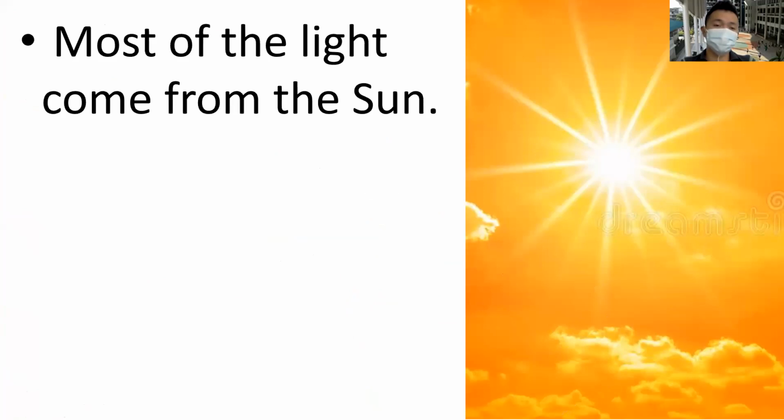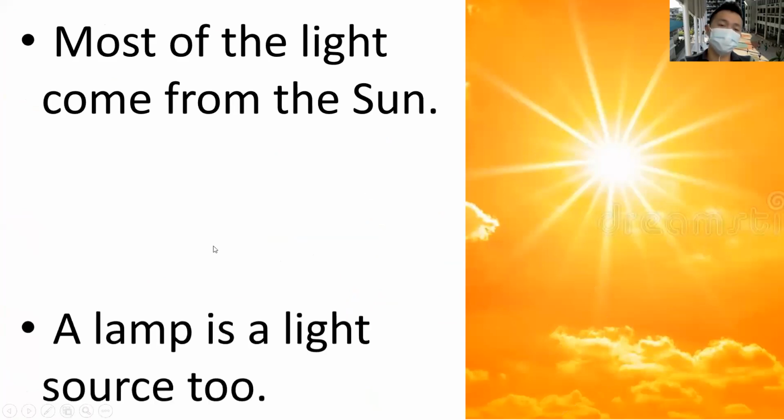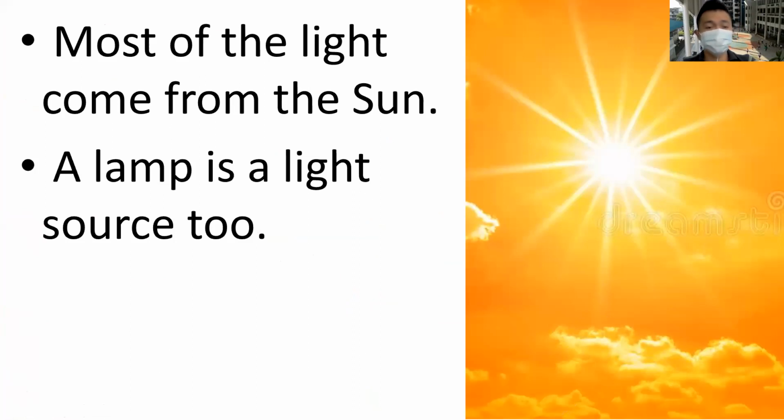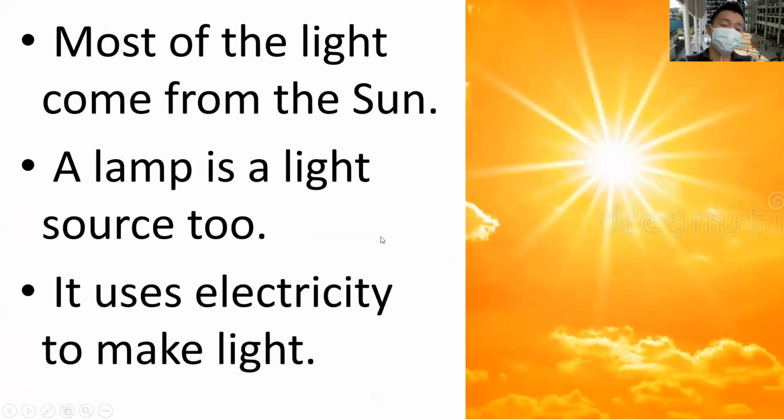Most of the light comes from the sun. A lamp is a light source too. See that? A lamp is a light source too. It uses electricity to make light. So it is not the same as the sun, because the sun produces light naturally, while a lamp produces it by the use of electricity. If there's no electricity, the lamp will have no use at all.